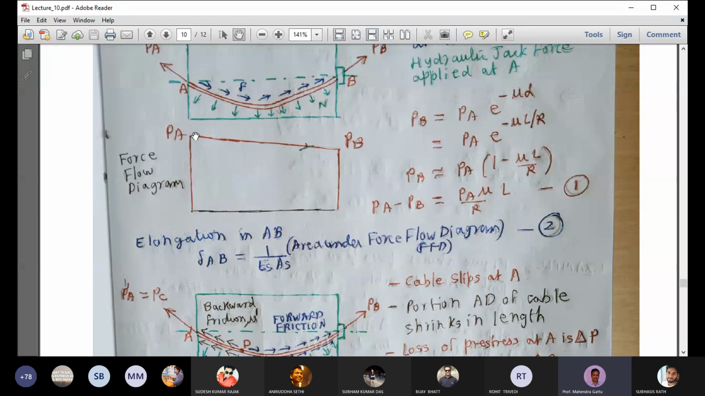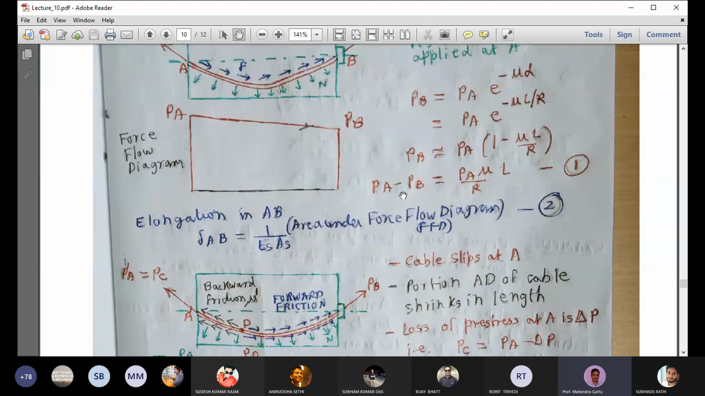And we can draw the force flow diagram. So at A we have PA, and at B we have PB, and we connect it by a straight line, and the slope of the line is minus mu by R. So the loss of pre-stress between A and B is PA minus PB, so it will be PA times mu L by R. Okay, so let's remember this equation. PA minus PB is equal to PA mu by R into L. So keep it aside.